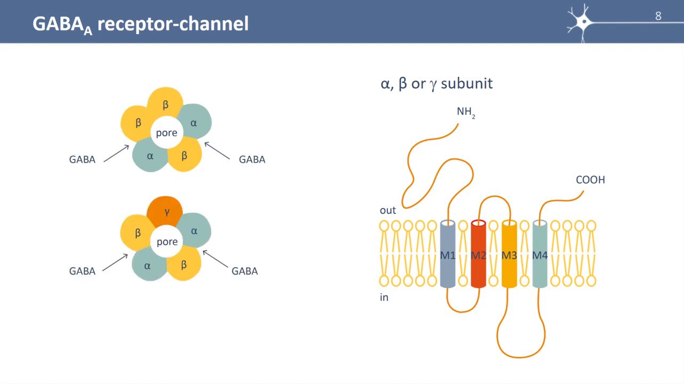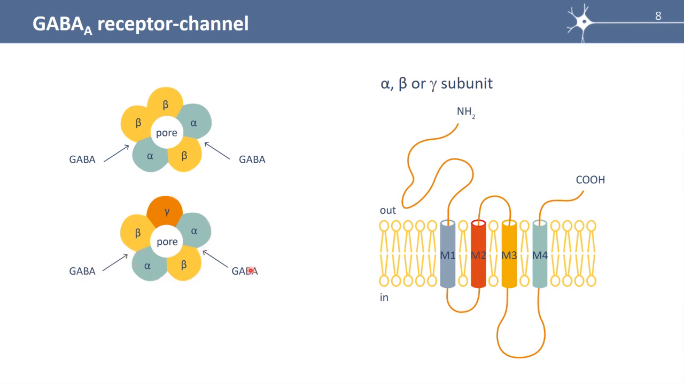On the left here, you have 2 examples of GABA-A receptor channel, one with 2 alpha subunits and 3 beta subunits, and one with 2 alpha, 2 beta, and 1 gamma. The receptor site for GABA is located at the interface between 1 alpha and 1 beta subunit. So we see here that we have 2 receptor sites for a GABA receptor channel, and for this one too, it's always like that. There are 2 receptor sites for GABA.